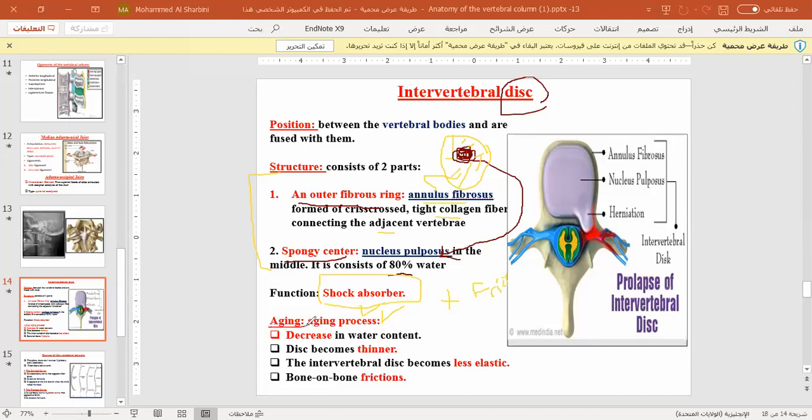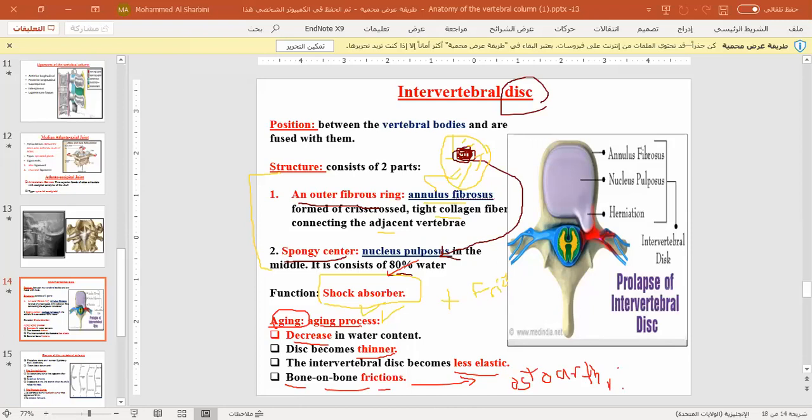Okay. During the aging process, due to old age, the water content of the disc will decrease. The disc will be thinner and also less elastic. All these factors will lead to bone-to-bone friction. And what happens? Osteoarthritis. Osteoarthritis means roughness in the bone.